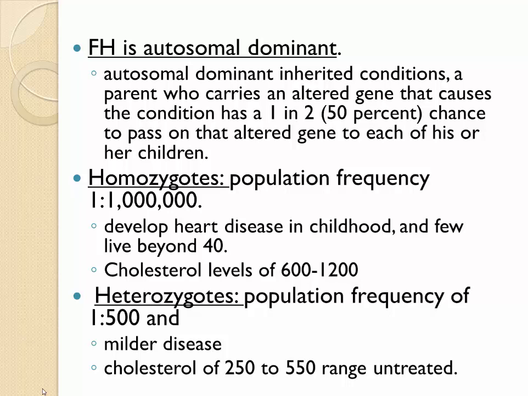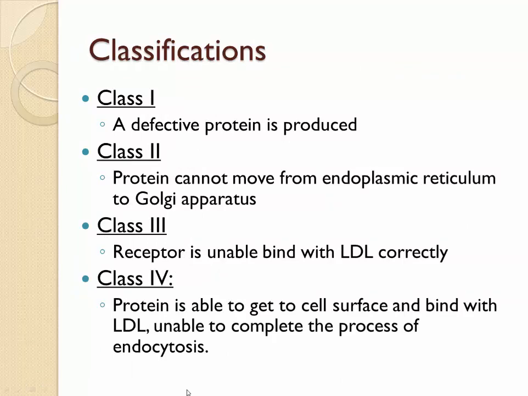So these are more frequent, and these are about 1 in 500. These people tend to have a milder form of heart disease or familial hypercholesterolemia, and their cholesterols are going to range in the 250 to 500 range untreated. And why is this important to know? We'll get to that in just a minute.